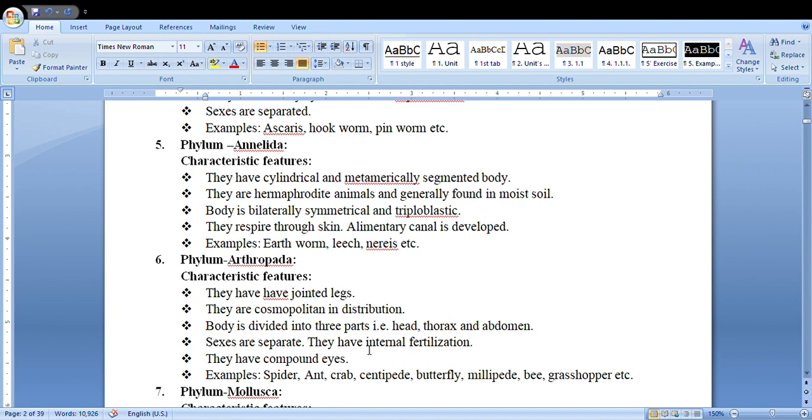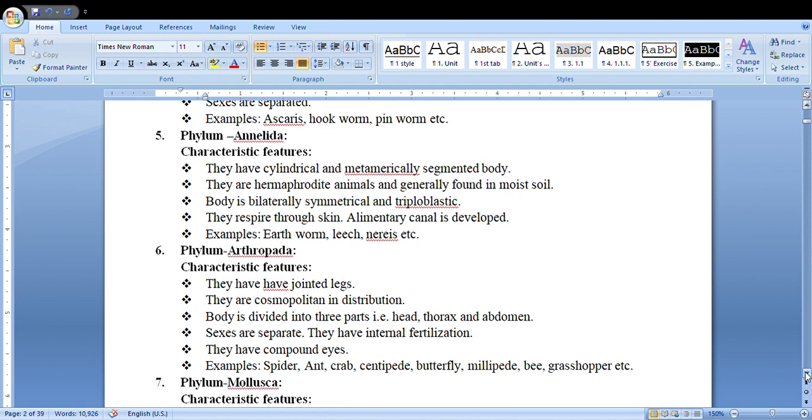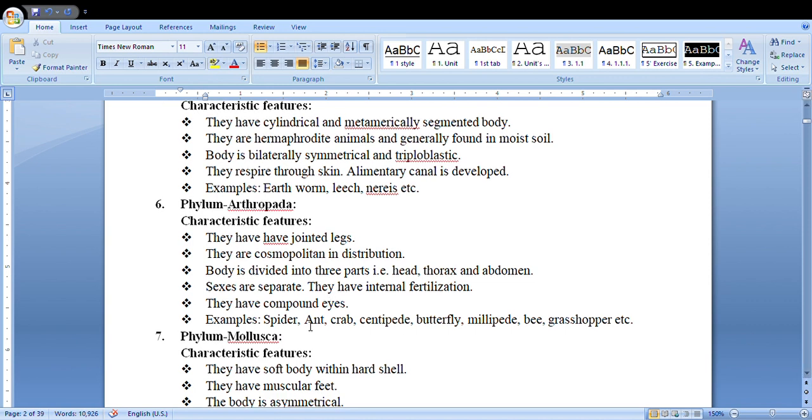Sexes are separate. They have internal fertilization. Internal fertilization means the fusion of male and female gametes takes place inside the body. They have compound eyes. Compound eyes means powerful eyes with the help of which they can see things around them without rotating their head. Examples are spider, ant, crab, centipede, millipede, butterfly, bee, grasshopper, and mainly all insects lie in the phylum Arthropoda.